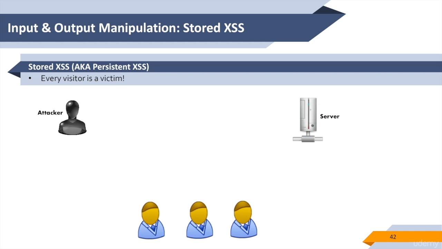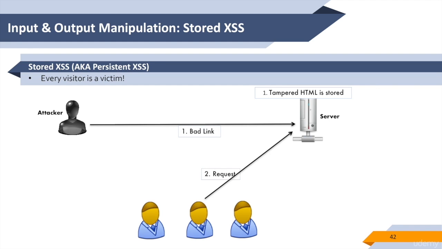The attacker prepares the HTTP request and sends it to the server. The server stores the input sent in the request. Anytime a visitor visits the page which contains the output produced using the malicious request, the tampered page is returned to the visitor. Since the malicious code is stored in the server, the attacker does not have to convince anyone. Every visitor is a victim now.